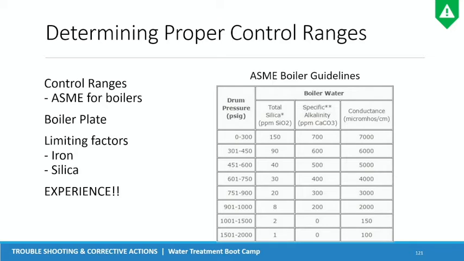Yes, you might be able to run 3,000 conductivity. But you know what, if you want to run that, you have a lot of boiler water carryover, or the feed water can't keep up, or the softeners can't keep up, so we've got to run 4,000. Or we have carryover, we need to run less, we probably should run 2,000. So experience is probably 9 times out of 10 what might be your trump card in terms of changing something.